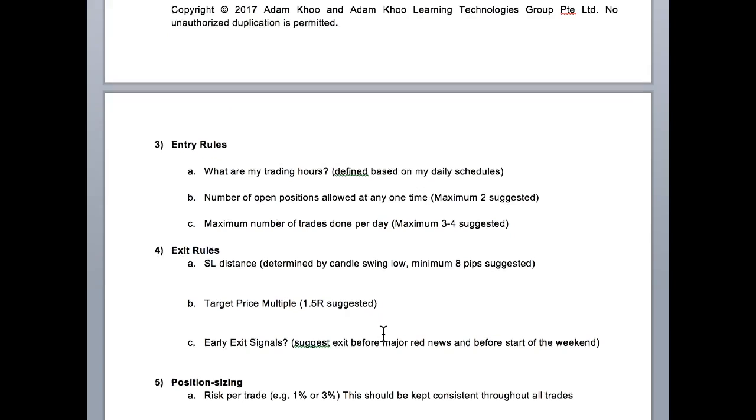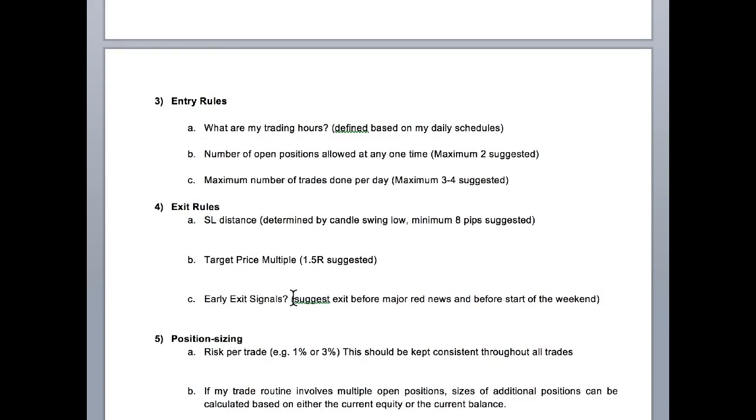Okay, next, you can also write down, now some people ask me, they say, Adam, if I'm in a trade, it has not hit my stop loss or my profit target, can I exit early? And I say, well, if it's part of your rules that you have predefined, yes. If it's not part of your rules, no. Because you want to, again, be consistent, right? So what are some early exit signals that may cause you to exit early? If you want, you can write it down and follow those rules.